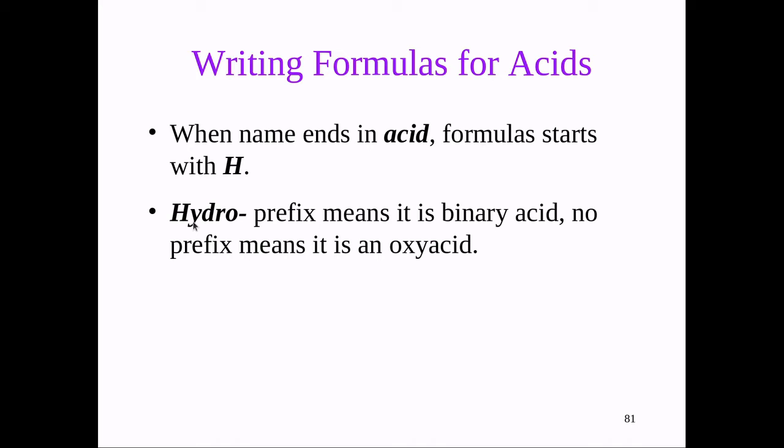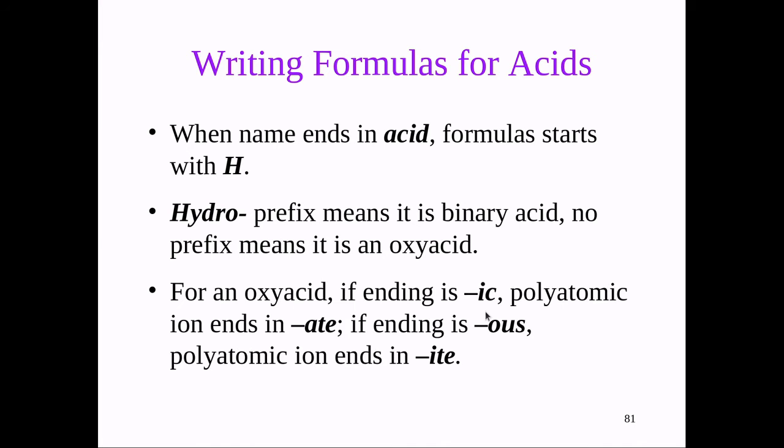For a little bit of context, the hydro really means water, and it comes from the fact that binary acids were originally prepared by taking the gases of nonmetals and bubbling them through water. So it was when you added water to those gases that you got the binary acids. For an oxyacid, if it is ending in ic, the polyatomic ion that it has in it ends in ate. If the ending is ous, the polyatomic ion that it contains ends in ite.